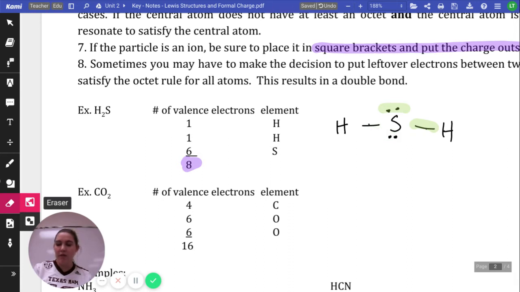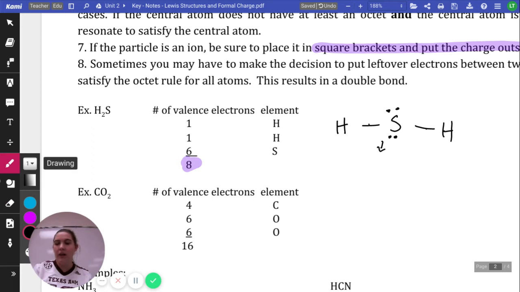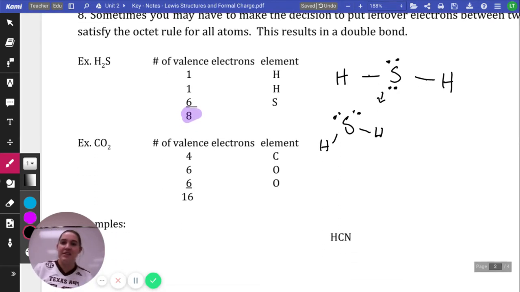Now we'll talk about VSEPR shapes, but you may remember from last year a little bit that really how we would draw this is actually with the sulfur with the 2 hydrogens angled at the bottom. So if you think about your VSEPR shapes, if you remember those, we'll also talk about those next class as well. Okay, so then we have CO2.